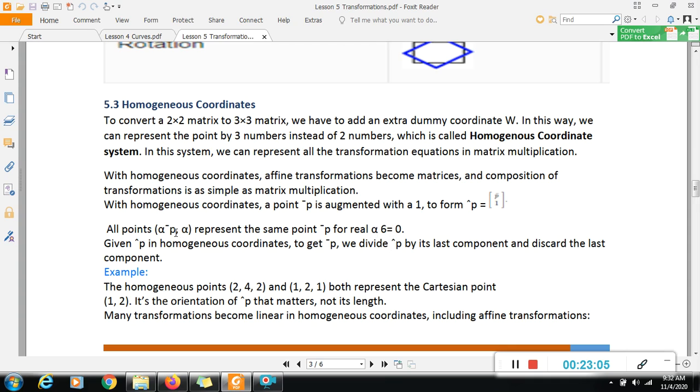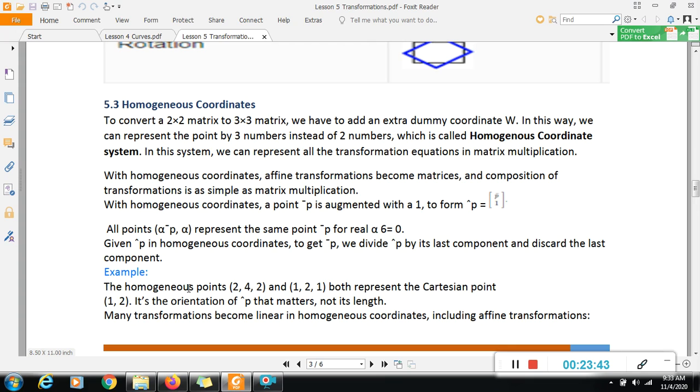And of course we can well understand that if this is 0, we have the original point P, because this will be 0 and this will be 0. We are left with the point. Given P in homogeneous coordinates, to get the point, we divide P by its last component, this alpha. Once we divide P by alpha, this one becomes 1, this one becomes 1, then we get the original value of this point, and then we discard the last component, and we're left with the original point.